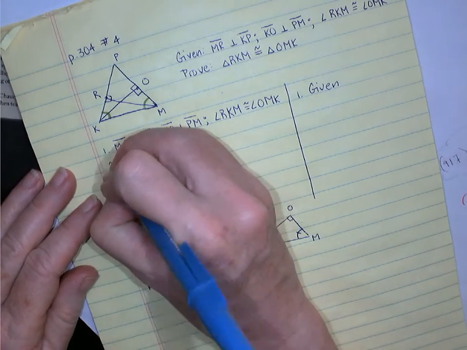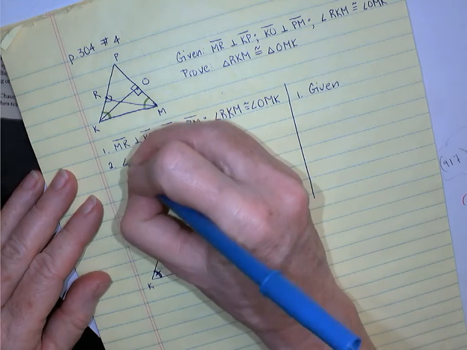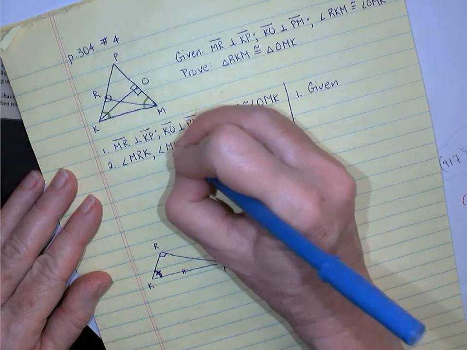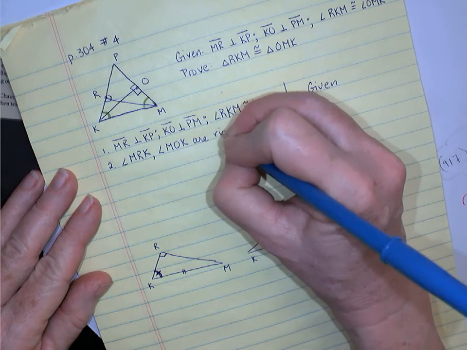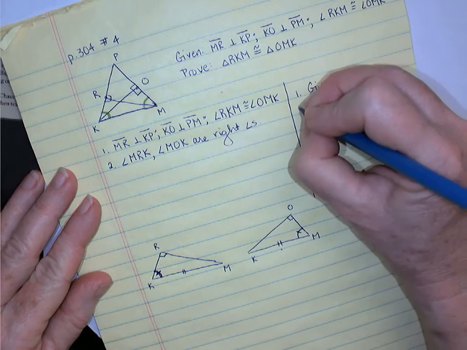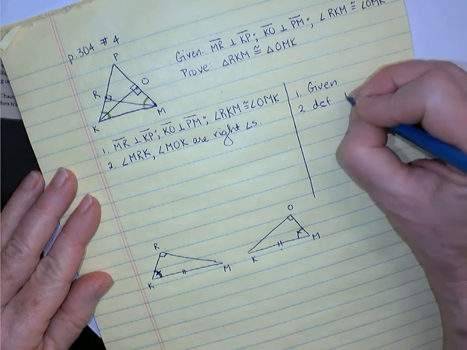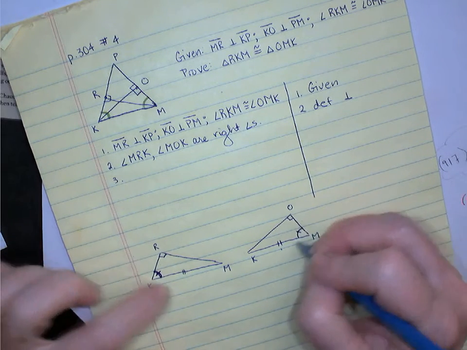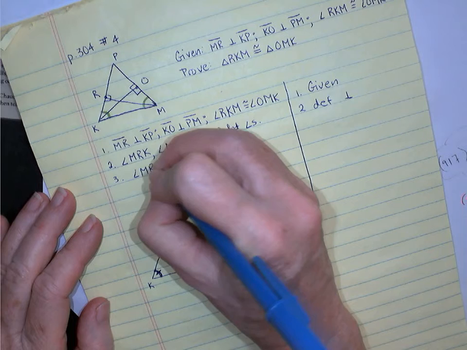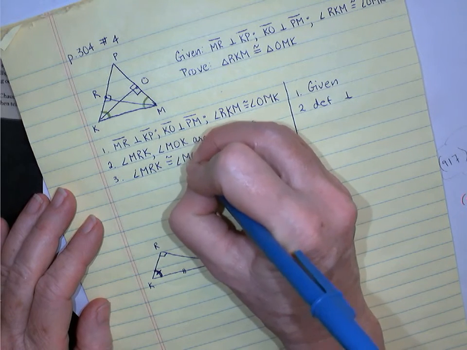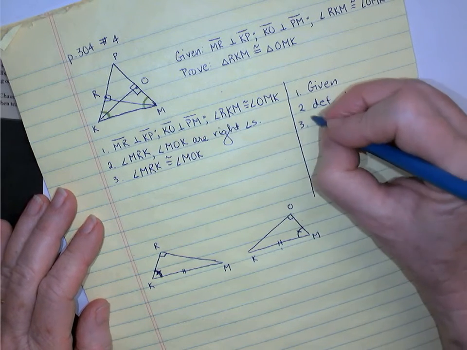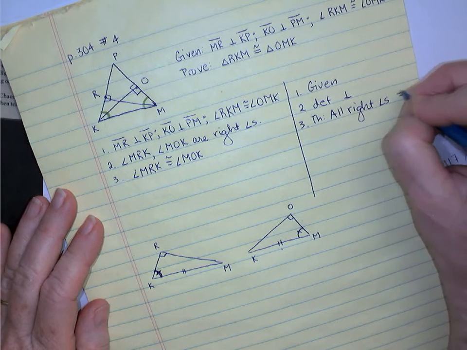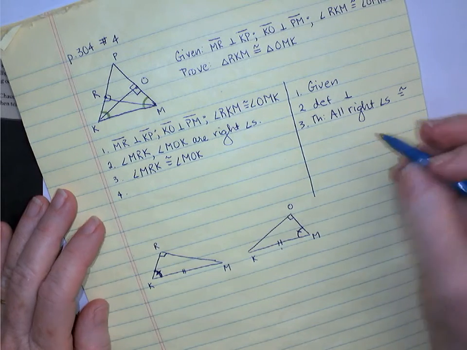We know, let's say we have some right angles here. So angle MRK and angle MOK are right angles. And that, of course, is the definition of perpendicular. And in this case, we do want to say that they're congruent because we're using angle, angle, side. So let's say they're congruent. So angle MRK is congruent to angle MOK. And that is the theorem that says that all right angles are congruent.